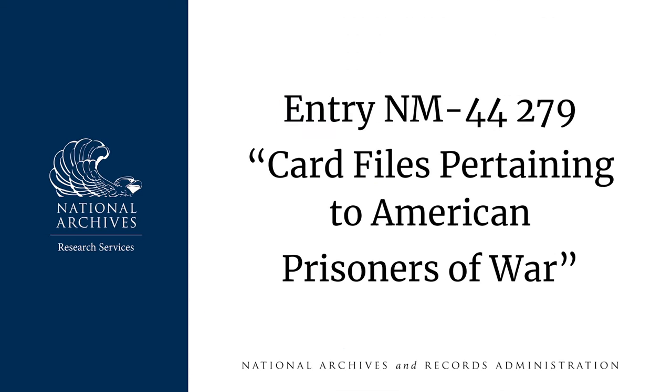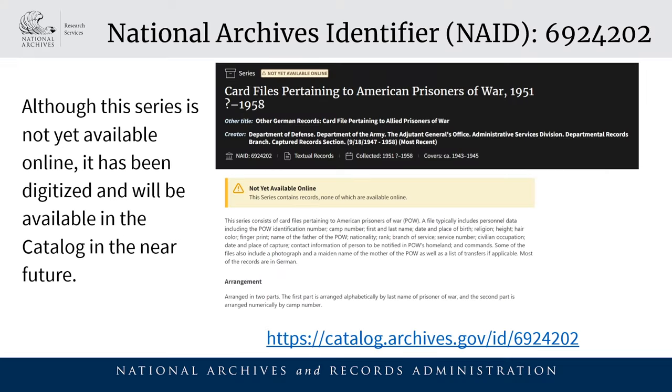That brings us to the main series that we'll be discussing today, the card files pertaining to American prisoners of war, or entry NM44279, in Record Group 242. This series consists of 86 boxes of card files related to individual prisoners of war. The majority of the records are arranged alphabetically by name of prisoner. Although the records are not currently available online, they have been digitized, and so they will be available in the catalog soon. And I should add that this catalog link is on the presentation handout with links to the other series we'll be discussing today as well.